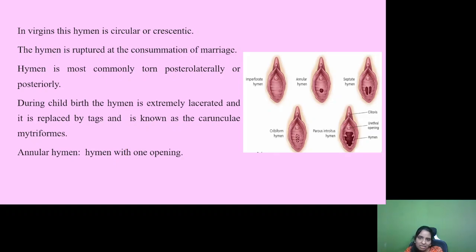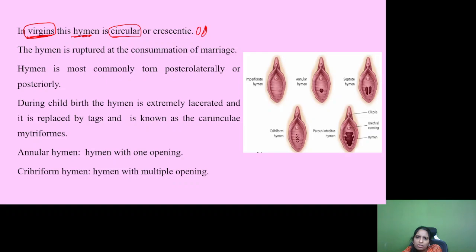What is important is, as I said, in virgins or nulliparous women, it is covered with labia minora, and there is hymen also. So in the virgins, how is the hymen? It is circular. Okay, we'll see how the hymen is circular in shape. Sometimes it is elliptical, concentric in shape also. But when the hymen is ruptured, that is at consummation of marriage. When it is ruptured at consummation of marriage, mostly the hymen is torn.